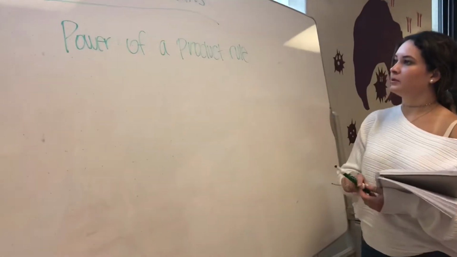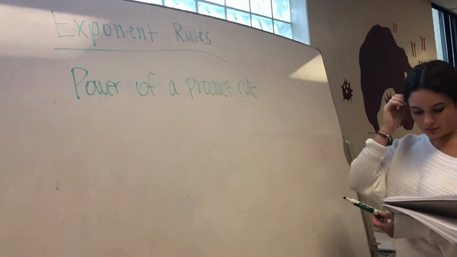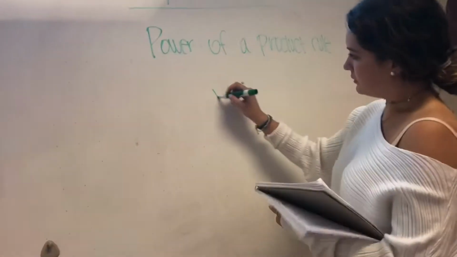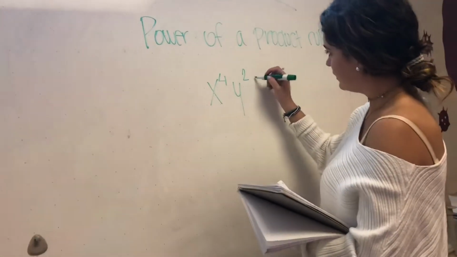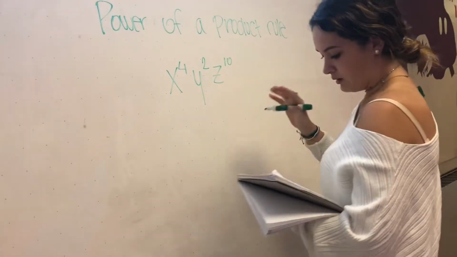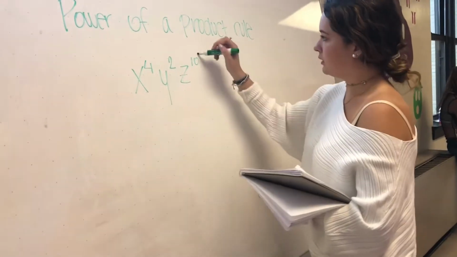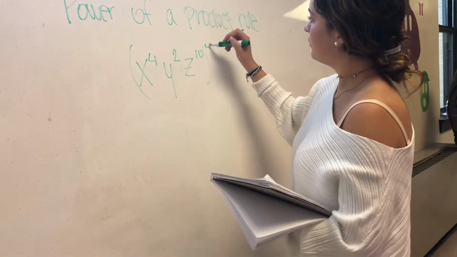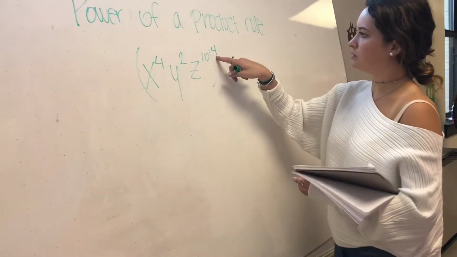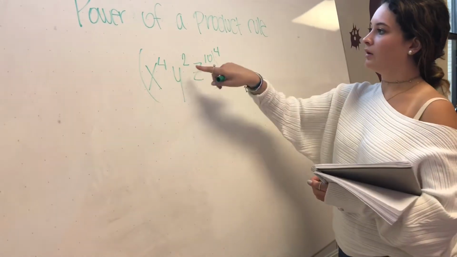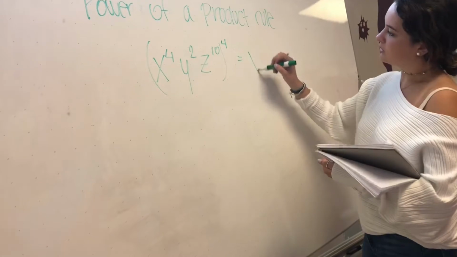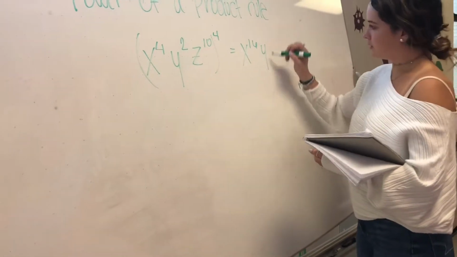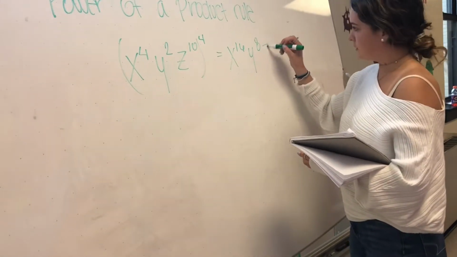Okay, so another exponent rule is the power of a product rule. And the example is x to the fourth, y to the second, z to the 10th, and then all of it is to the fourth. And what you would do here is just distribute the 4 to all the other exponents that are in the parentheses. So it would be x to the 16th, y to the 8th, and z to the 40th.